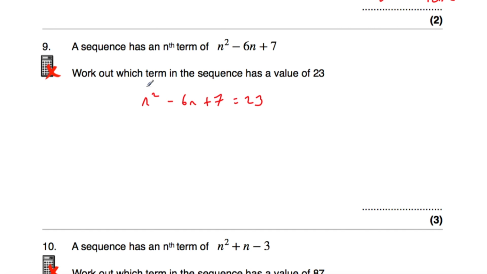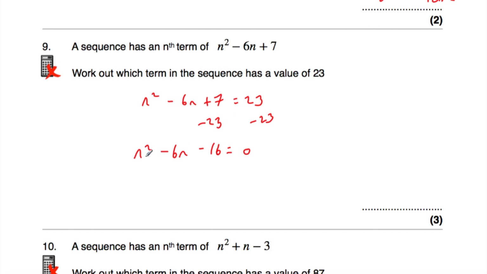It says which term in the sequence, so it looks like it'll just be one value for n that will be suitable in our question here. So let's solve this quadratic. Whenever we're solving a quadratic, we often want it to equal 0. So let's take away 23 from both sides. So let's subtract 23 and subtract 23. And when we do that, we get n squared subtract 6n subtract 16 is equal to 0. Just taking 23 away from both sides of our equation.